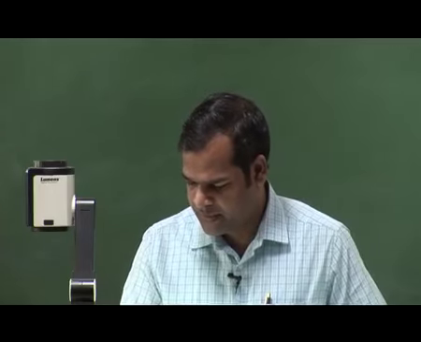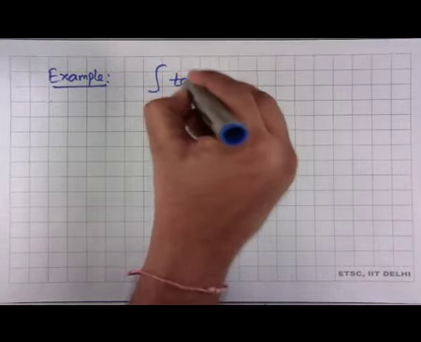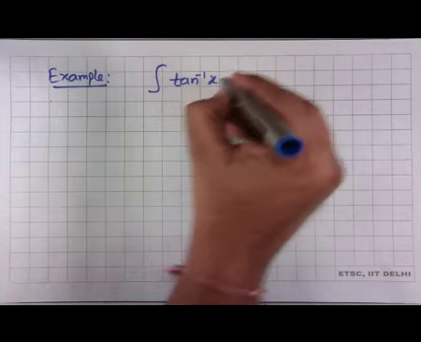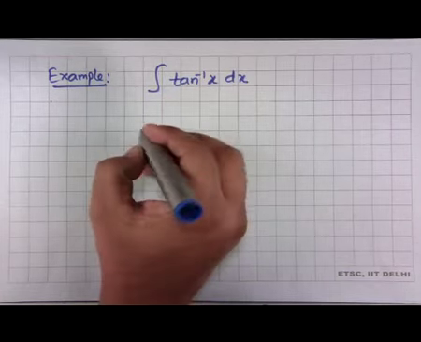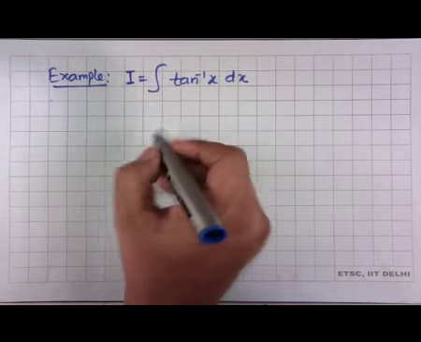So, the next example of another complicated function is the integration of tan inverse x. For this also I will use the same trick which we used for log x.